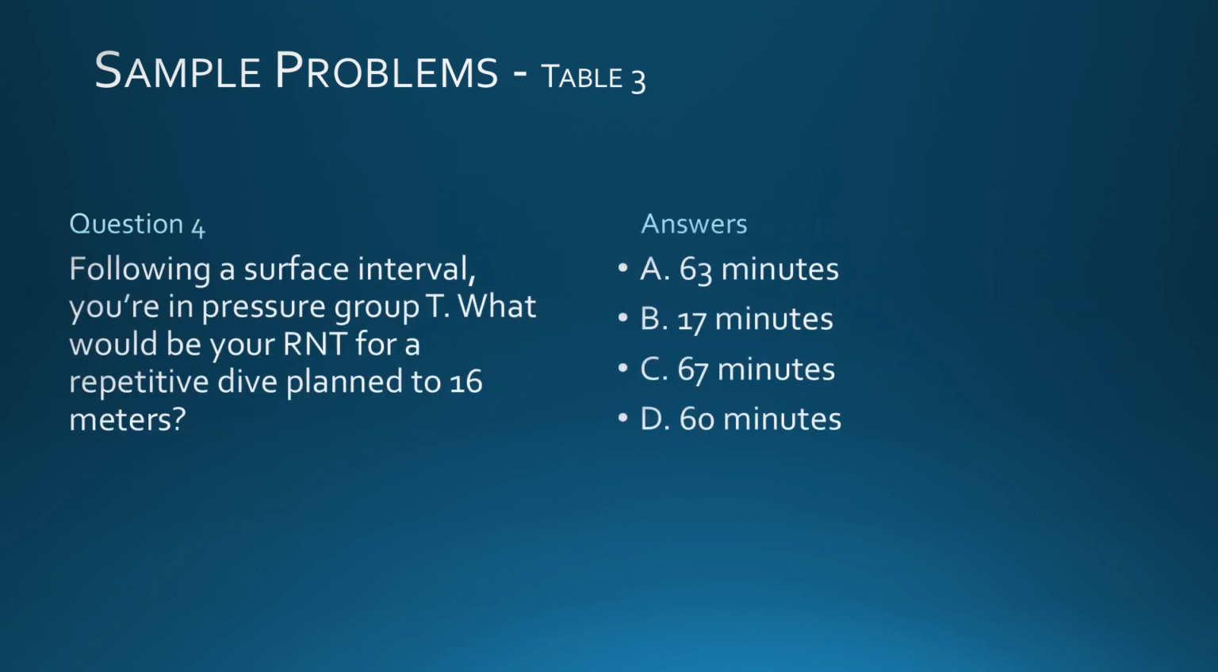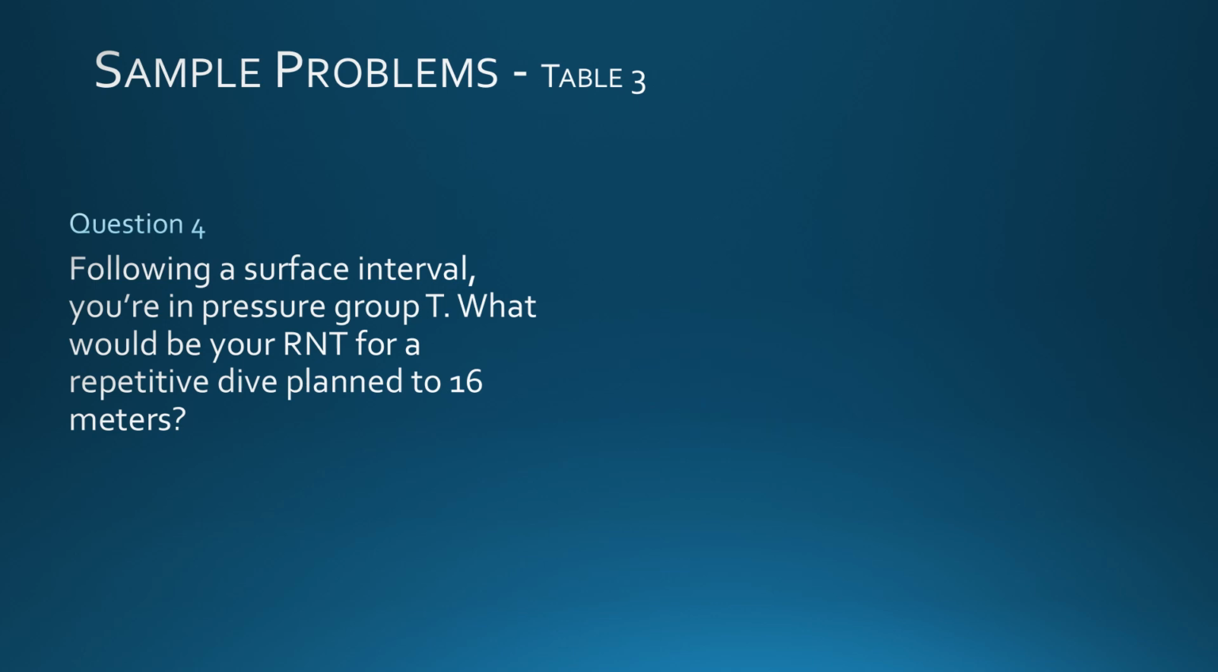Question 4. Following a surface interval, you're in pressure group T. What would be your RNT for a repetitive dive planned to 16 meters? The answer is D, 60 minutes.